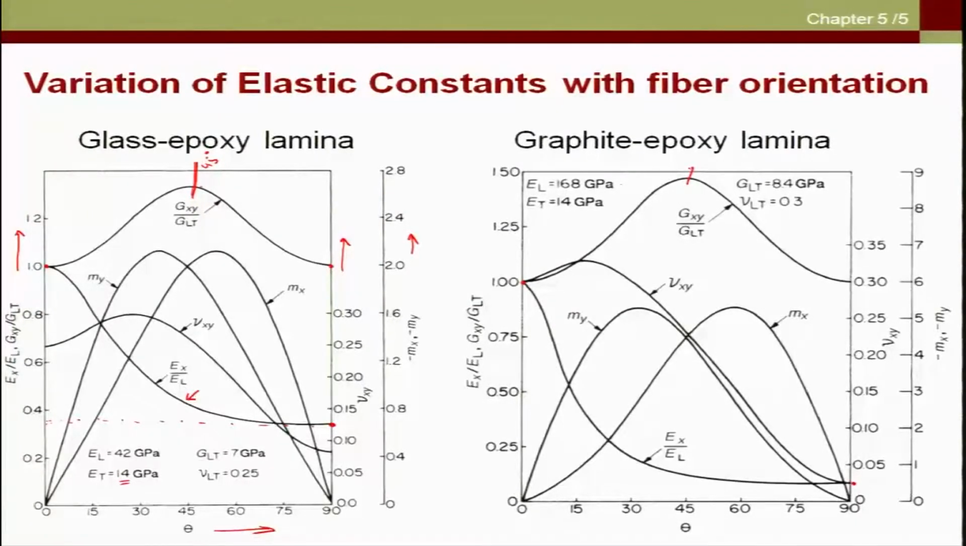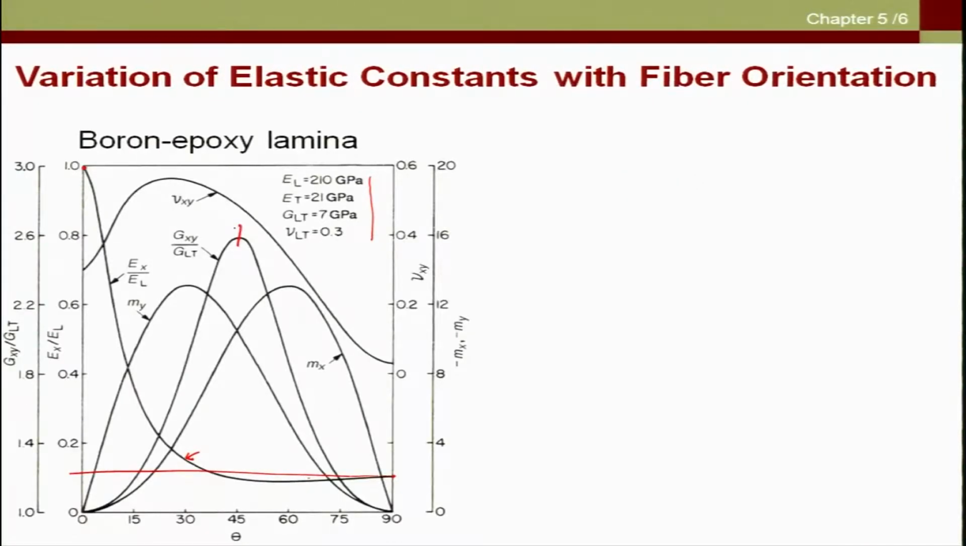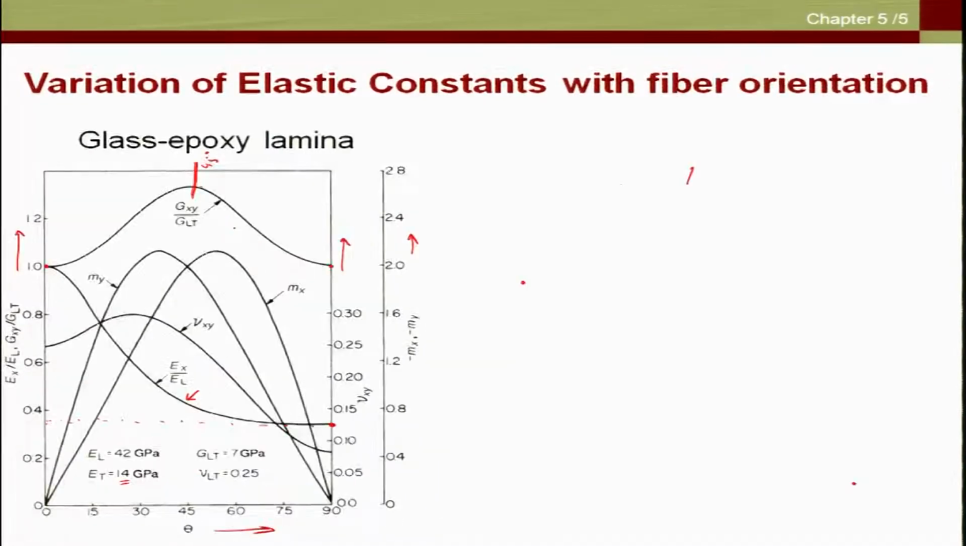So, for graphite epoxy lamina also it is maximized at 45 degrees, and we see the same thing for boron epoxy lamina. So, this is another important observation. The next trend we would like to see is for MX, or for that sake we can also look at the graph for MY.